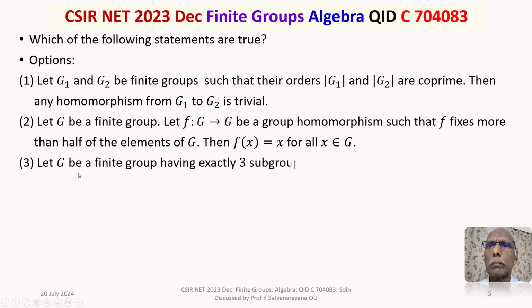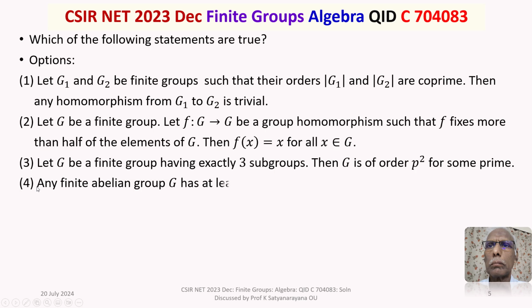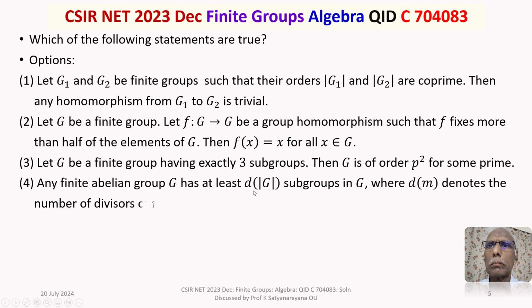Option 3. Let G be a finite group having exactly 3 subgroups. So G is a finite group having exactly 3 subgroups. Then required to find G is of order p square for some prime p. Option 4. Any finite abelian group G has at least d of order of G subgroups, so many subgroups in G, where d of m denotes the number of divisors of m. D of m is sometimes written as tau of m, which denotes the number of divisors of m.